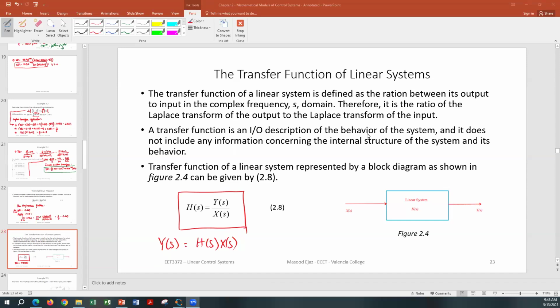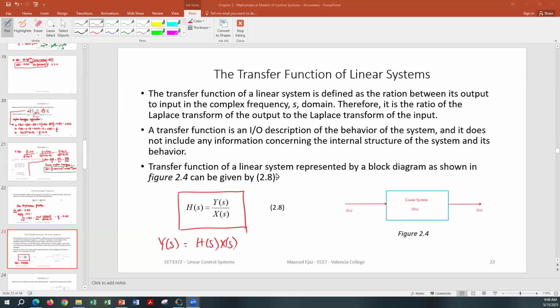So if you know the transfer function, as I mentioned, you can find out the stability of the system. That's what we're going to do in chapter number 6. You can find out other characteristics of the control system. You can design the control system actually based on the transfer function. And you can also find the output if you know the transfer function and if you know the input. So transfer function is perhaps the most important thing, and we'll be using transfer function pretty much in all chapters.